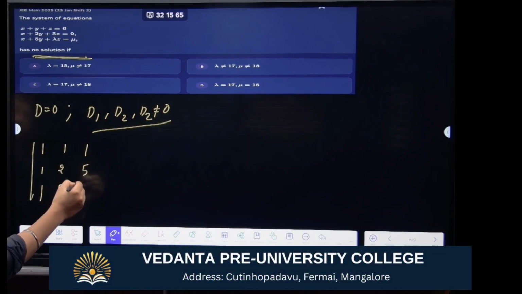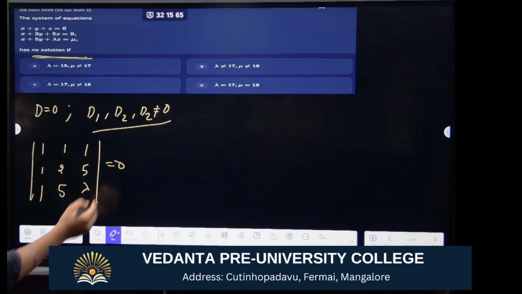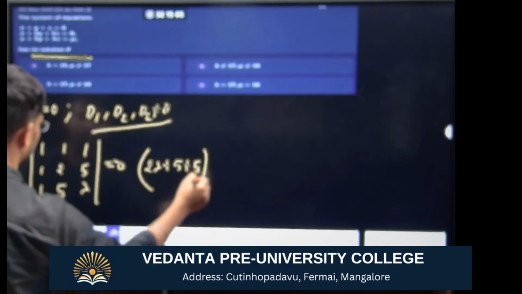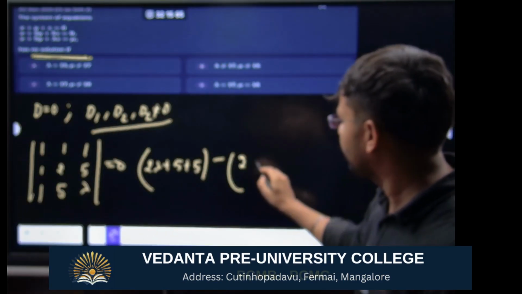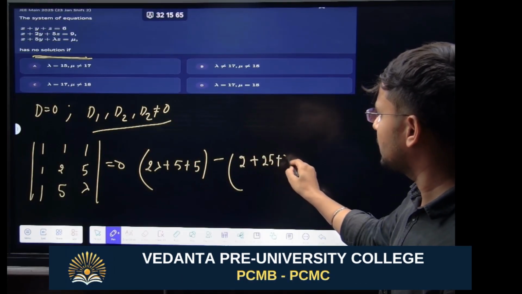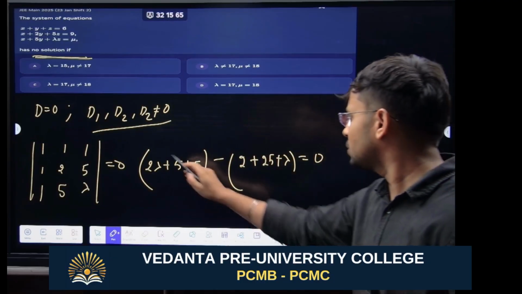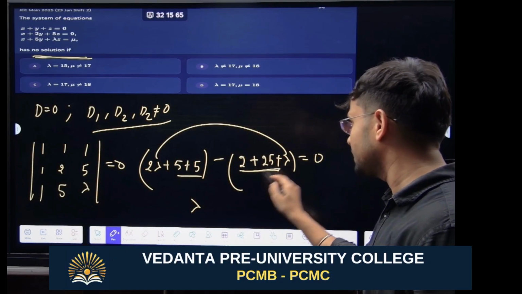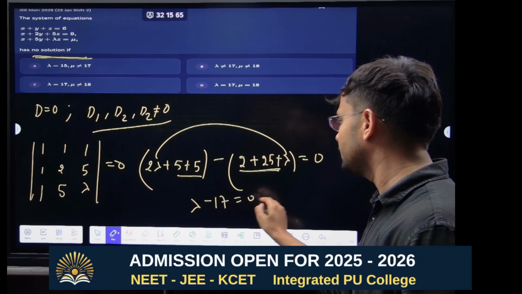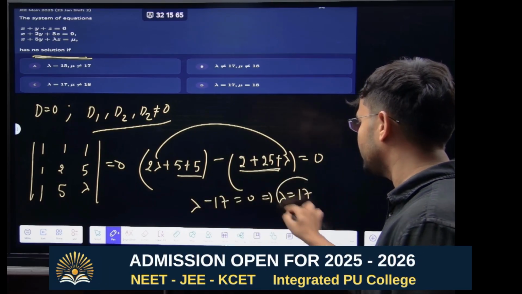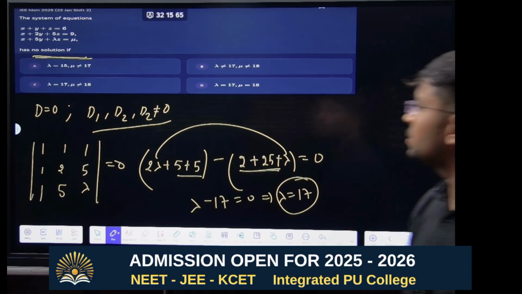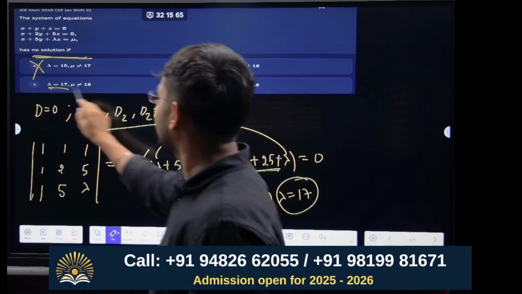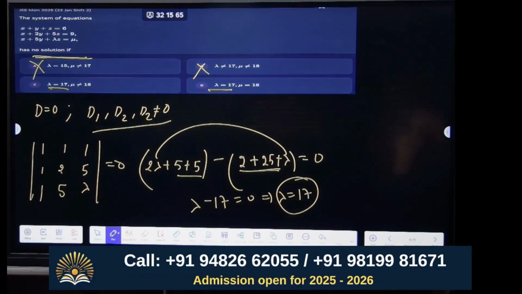So 1, 5, lambda. And if you solve, it is going to be 2 lambda plus 5 plus 5 minus 2 plus 25 plus lambda equal to 0. So 2 lambda minus lambda, lambda, and 10 minus 27 will be minus 17, equal to 0. This means lambda has to be equal to 17. And if lambda has to be equal to 17, this option gets cancelled and this option gets cancelled. So lambda must be equal to 17. Clear?